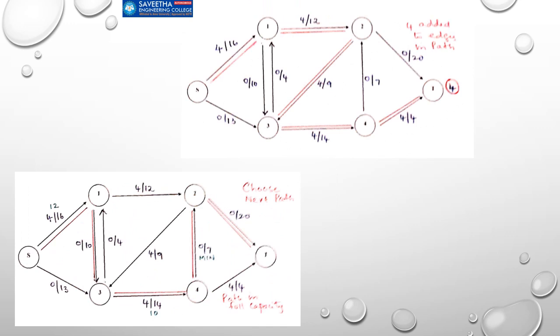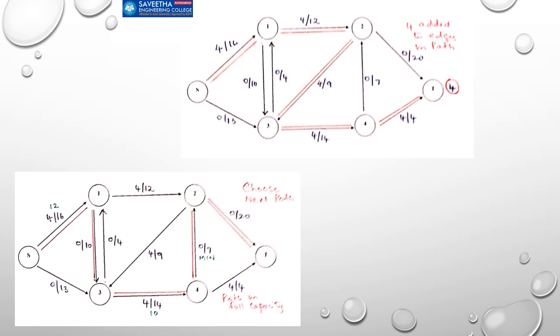In the next slide, we are adding this 4 to all the edges in the path. So out of 16, 4 has been covered. Out of 12, 4 is covered and so on. This particular edge is already full, at full capacity. Out of 4, 4 is achieved. So we've added 4 to the edges in the path, and we conclude that if I go through this path, the maximum capacity I am reaching here is 4.